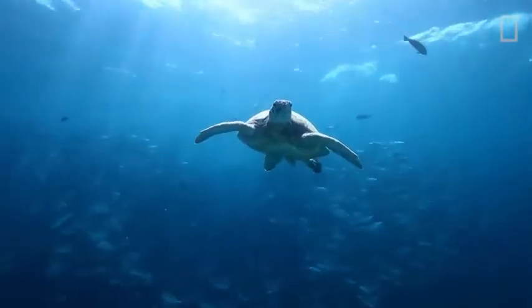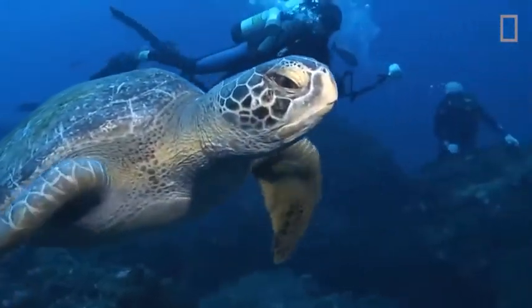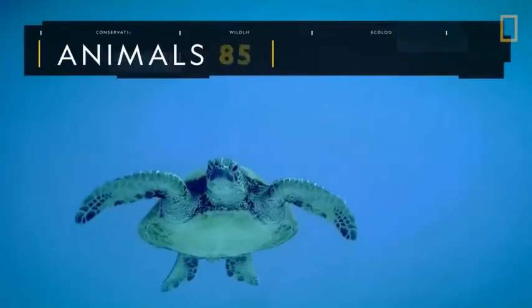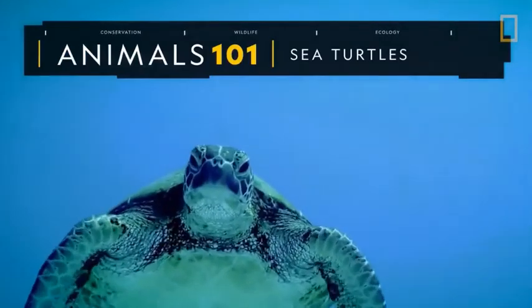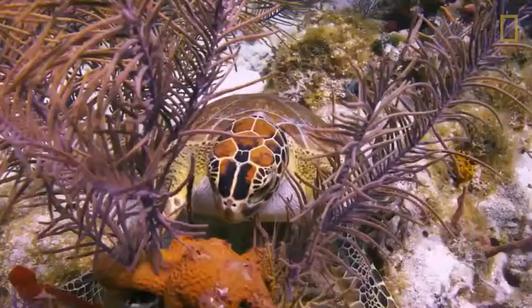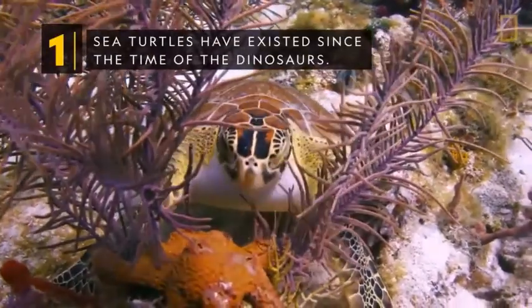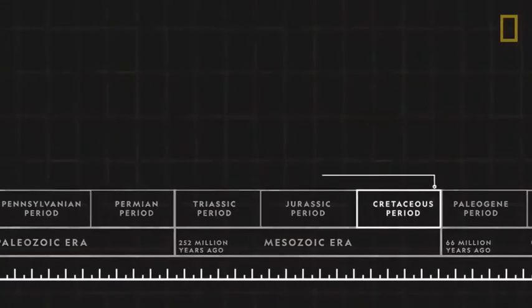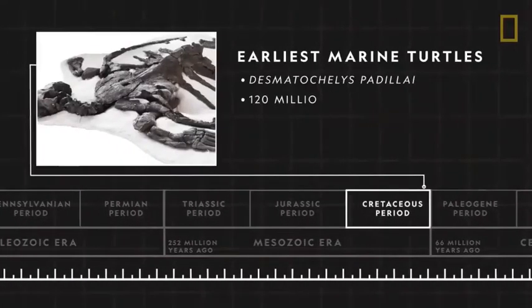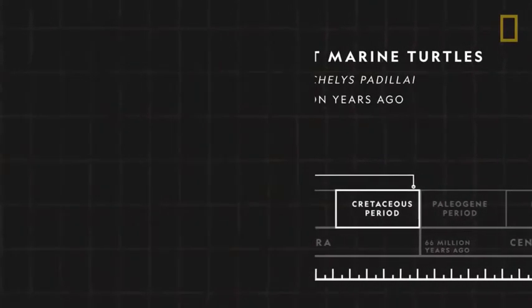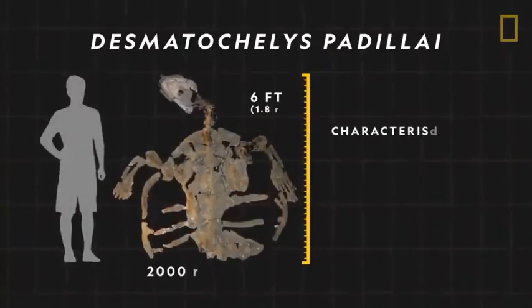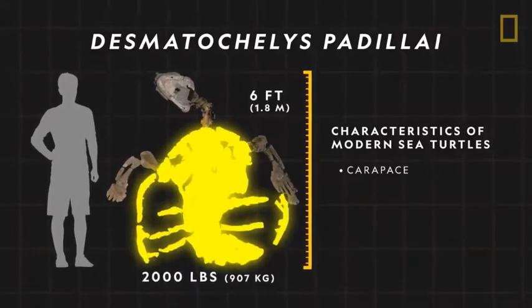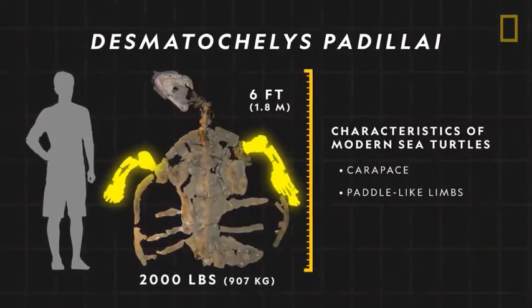Sea turtles are ancient mariners. Present in all but Earth's coldest oceans, these marine reptiles are well adapted to a life on the move. Sea turtles have existed since the time of the dinosaurs. The earliest known marine turtle lived about 120 million years ago. Named Desmatochelys padillai, it was 6 feet long and had the characteristic features of modern sea turtles, including a carapace or top shell and paddle-like limbs.